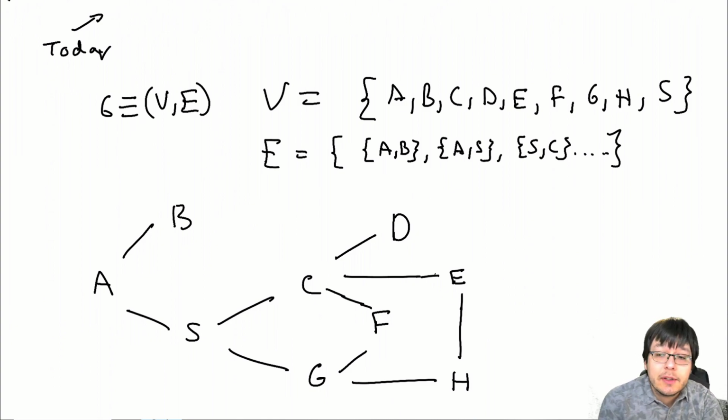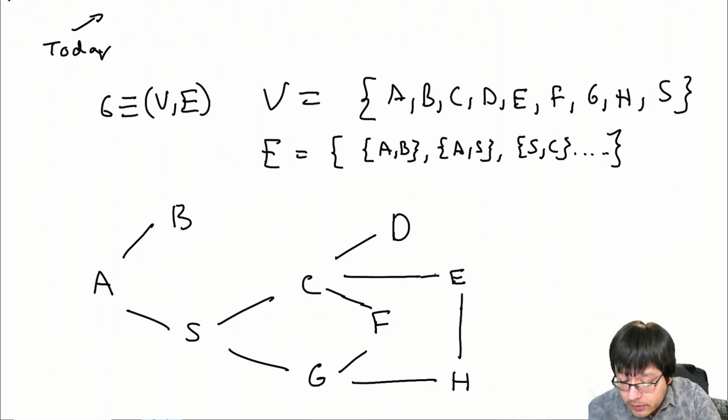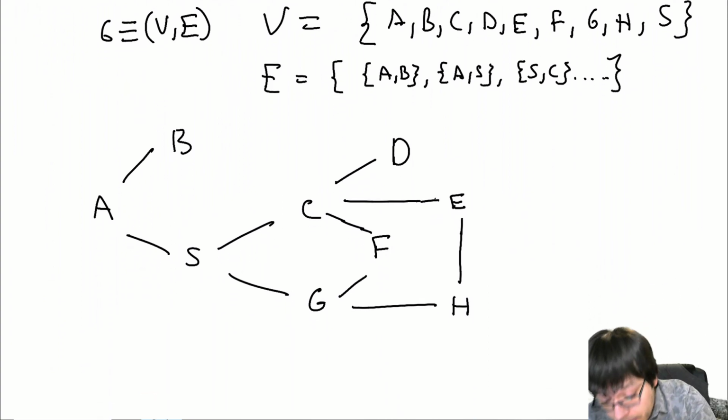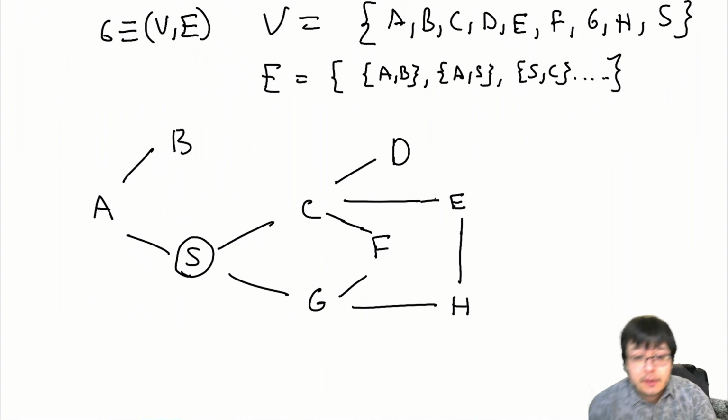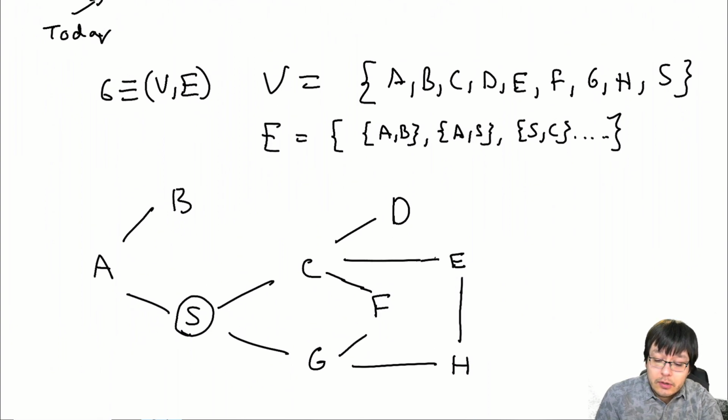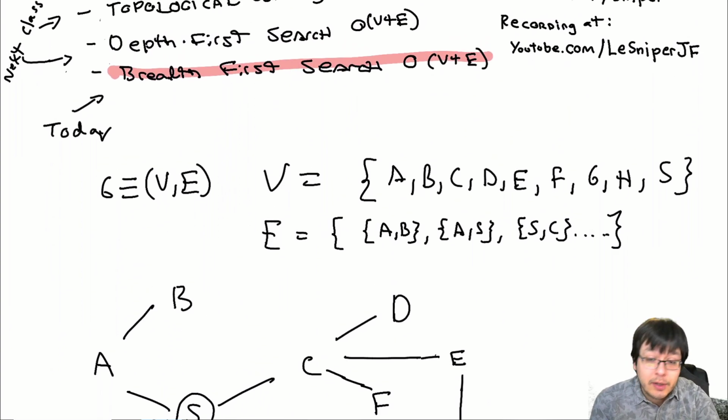Okay, so that's what this represents for the graph. And so I guess as I have it here, we're gonna start with S. So that'll be a starting point. So the algorithm that we want to do is breadth first search.